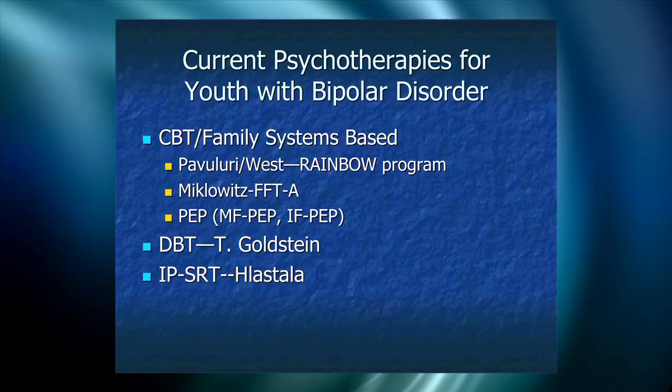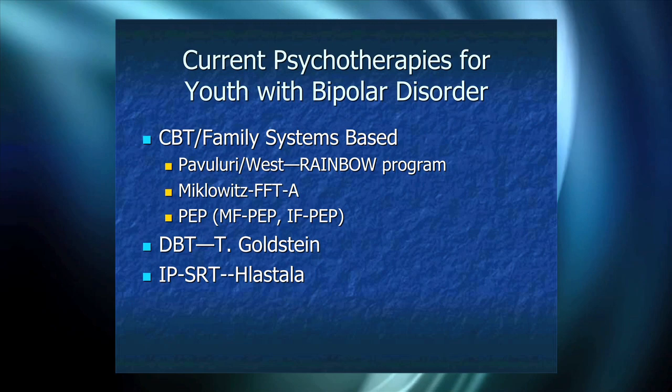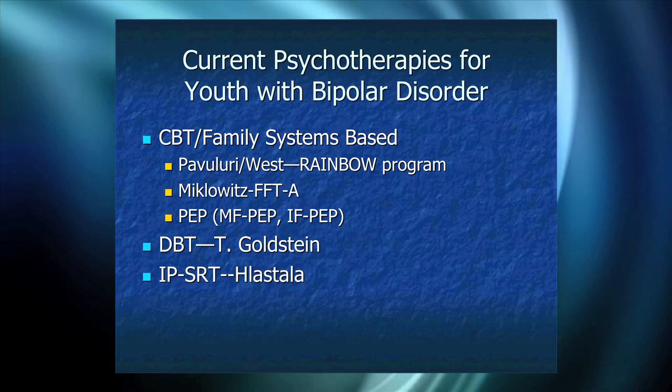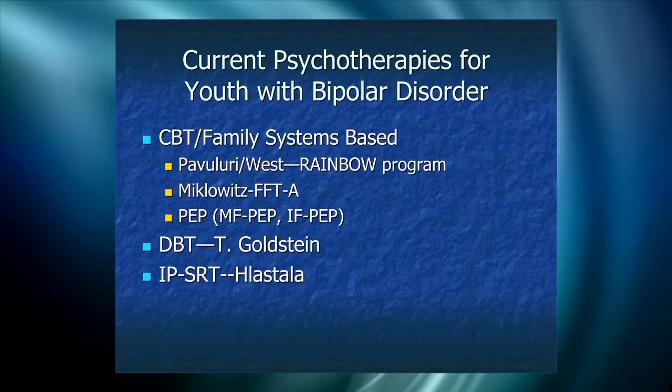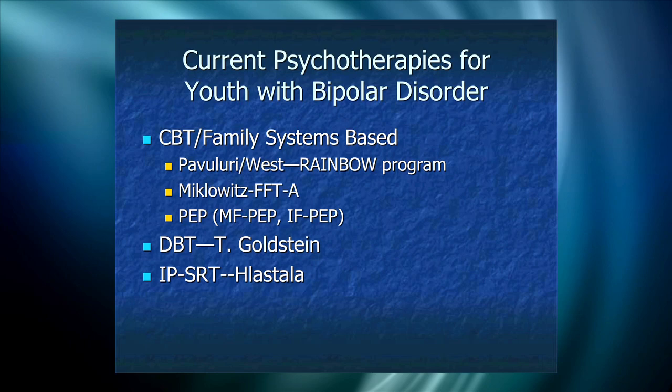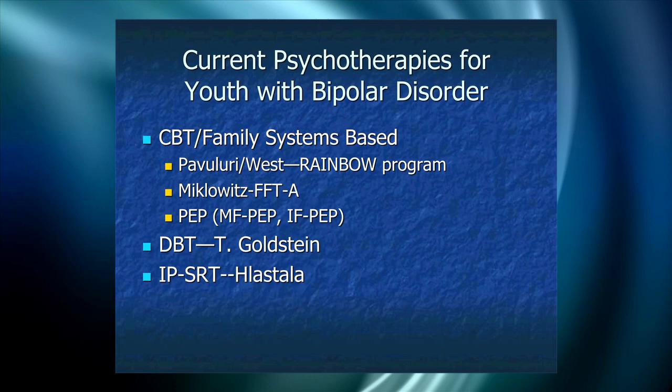CBT and family systems-based interventions have been the most tested. I'm going to talk with you some about the work of Pavuluri and West and the Rainbow Program. Dr. Miklowitz has the family therapy program to which I referred earlier. And then we have PEP, psychoeducational psychotherapy, both in a multifamily and an individual family format. Those of you who will be attending the workshop are going to hear all about MFPEP and IFPEP. Dialectical behavioral therapy, Tina Goldstein and colleagues at Western Psychiatric Institute and Clinic, and then interpersonal social rhythm therapy by Stephanie Hlastala at the University of Washington.